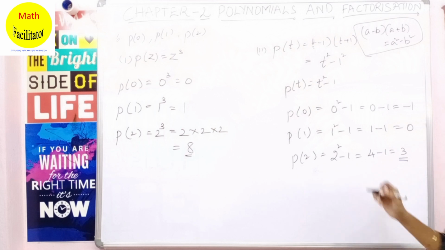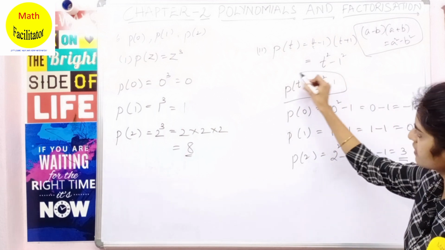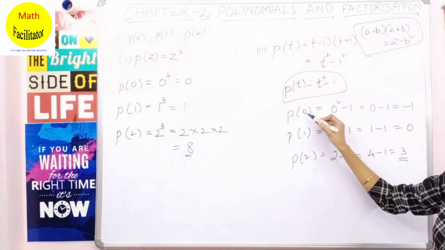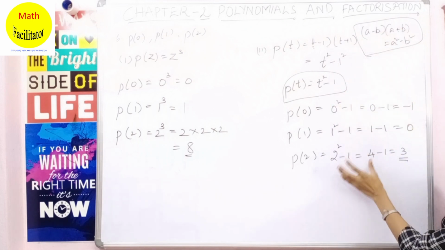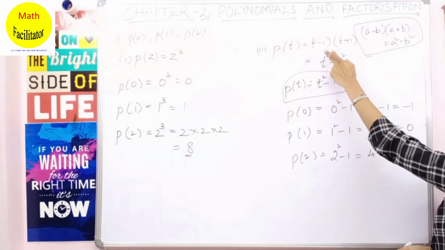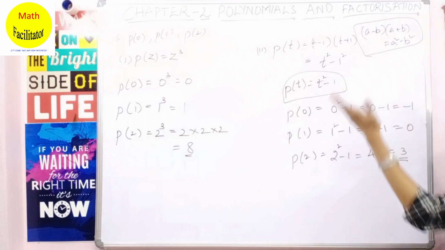Clear? Now even if you don't solve this, it is okay, you can directly substitute these values here also, you will get the same answers. Clear? But just for simple calculations I have solved it, otherwise also you can just substitute here in the given polynomial, you will get the same answer.